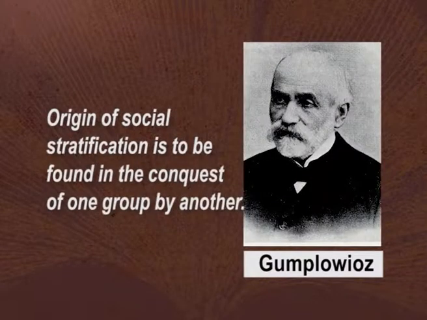Gumplowicz and others contended that the origin of social stratification is to be found in the conquest of one group by another. According to Spengler, social stratification is founded upon scarcity, which is created whenever society differentiates positions in terms of functions and powers. Racial differences accompanied by dissimilarity also lead to stratification.